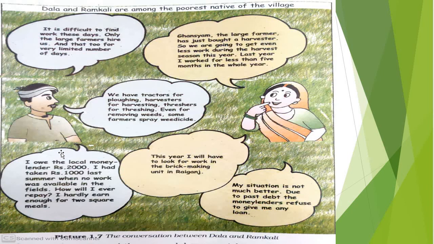Now there is this example of Dala and Ramkali. They both are landless and they are talking about their problems, that since there is modern machinery and since the number of large farmers is very low in Palampur, as a result they are not getting work and they are having a huge amount of debt which they need to pay off. So this is a very common problem in Palampur as well as in India.